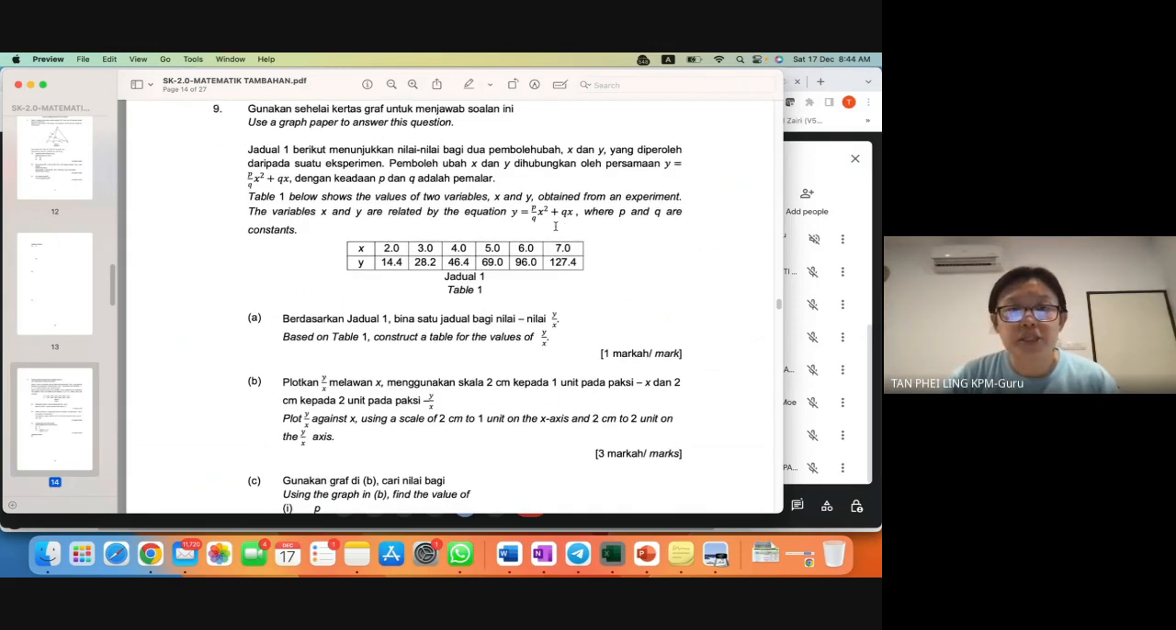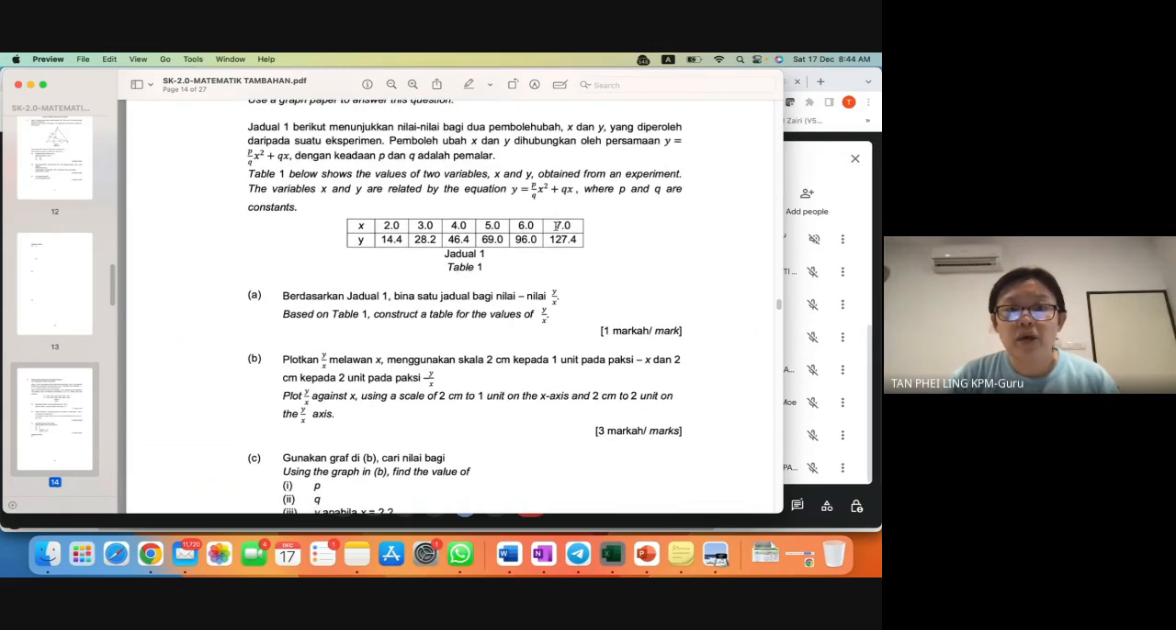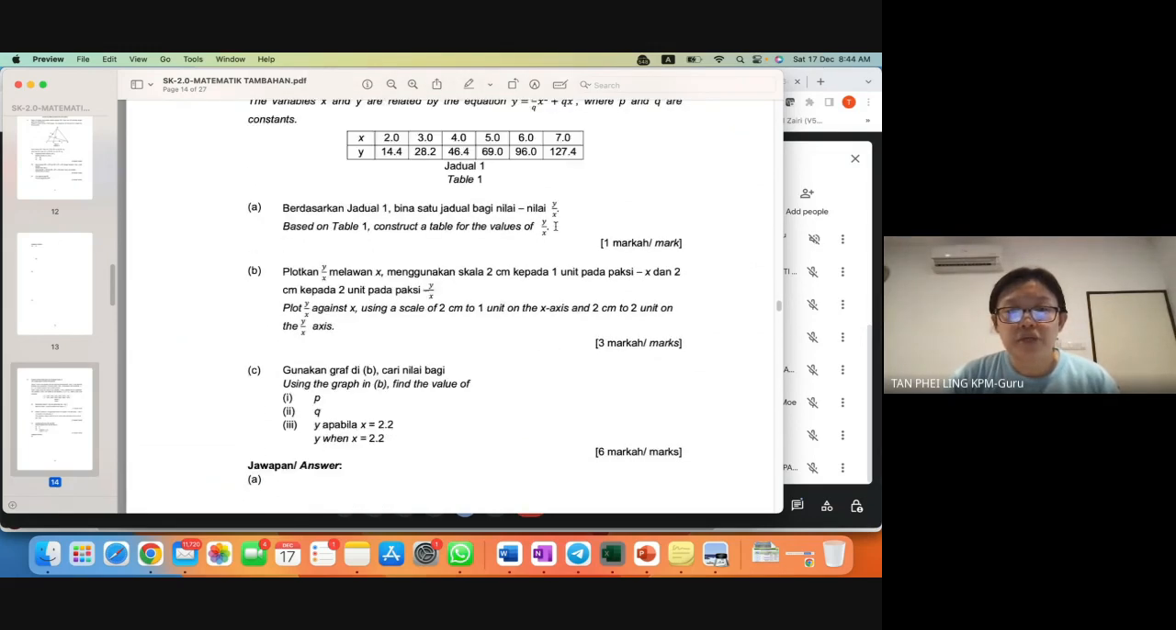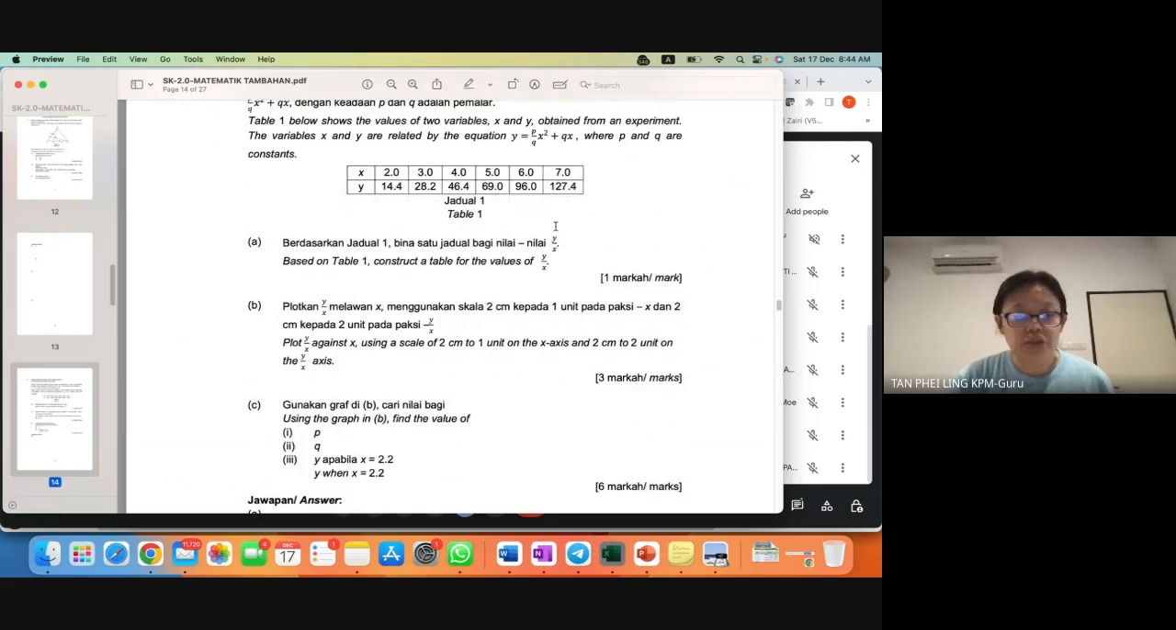This one I also taught already in Form 4. So Table 1 shows the values. Okay, now I can take the whole question out.